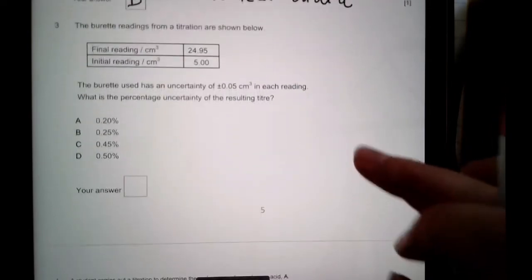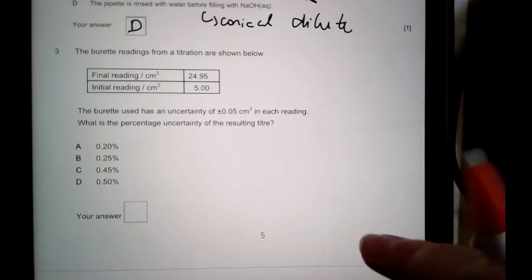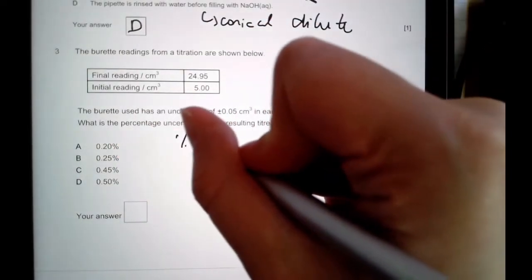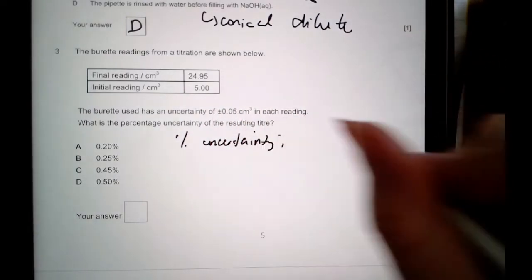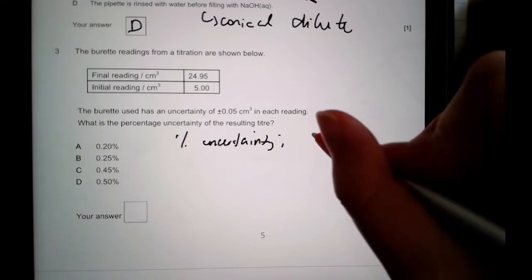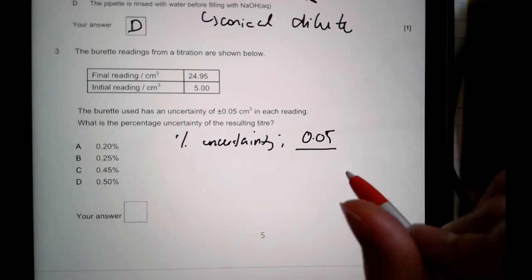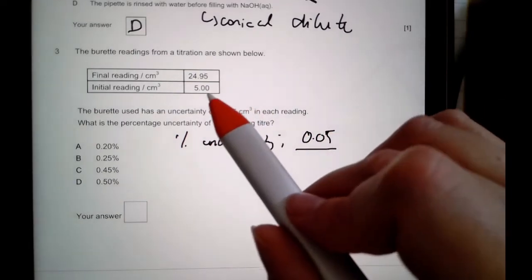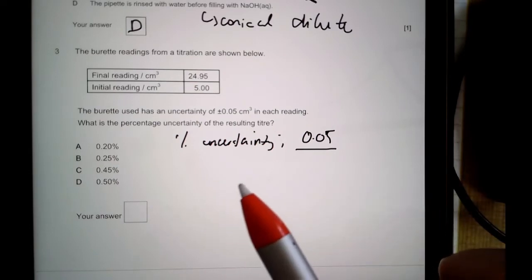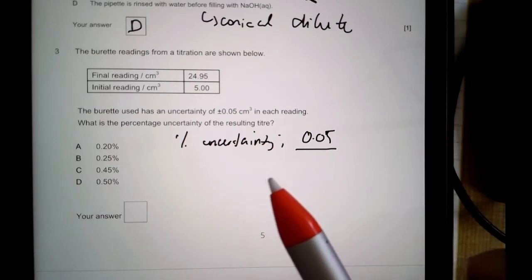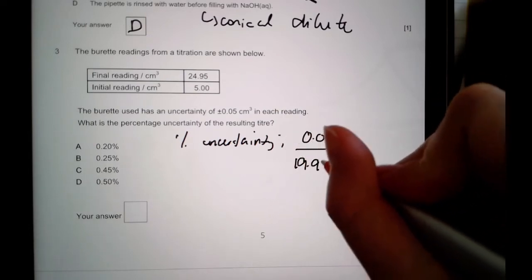The next question here, actually, this comes up all the time, percentage uncertainty. And there's a general formula for percentage uncertainty. It's just the uncertainty reading, which is always given to you in the question, and here it's going to be 0.05, and then you divide it by the titer. So your initial reading is 5, your final reading is 24.95. So you're just going to work out what the actual titer was. So it's 24.95 minus 5, so 19.95.